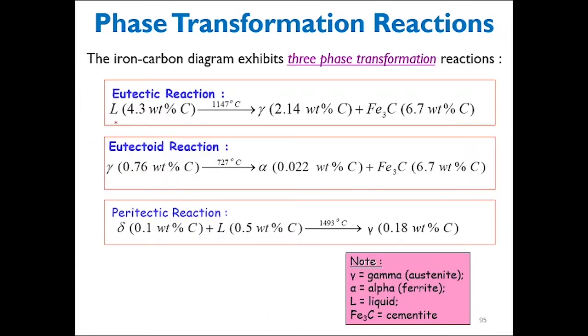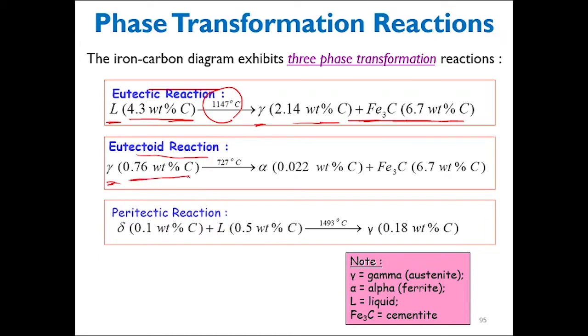For the eutectic reaction, liquid at a composition of 4.3 weight% of carbon at a temperature of 1147 degrees Celsius will transform into gamma or austenite with 2.14 weight% of carbon plus cementite with 6.7 weight% of carbon.